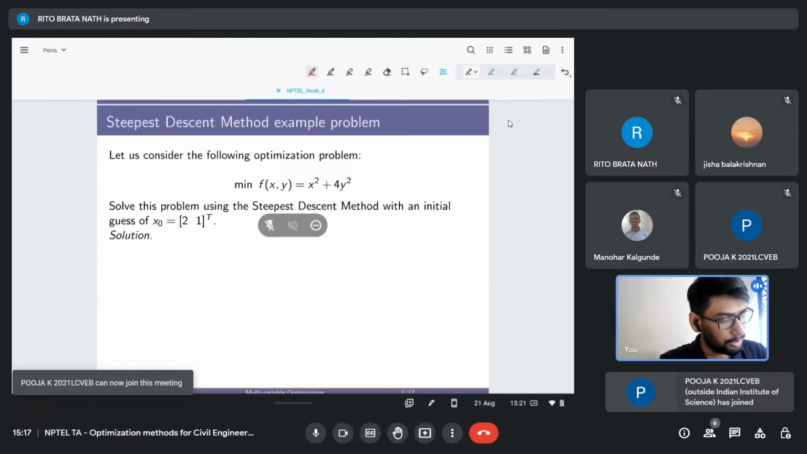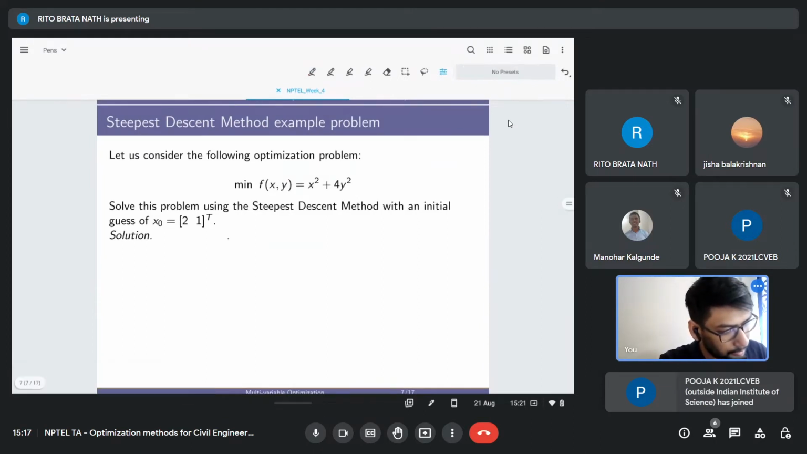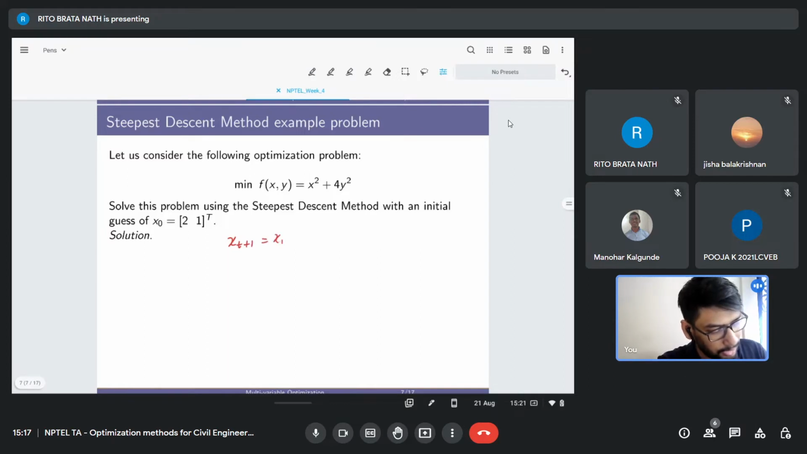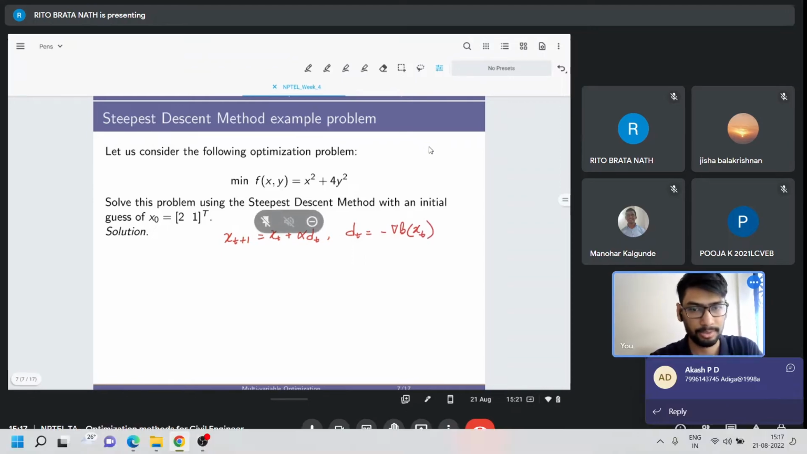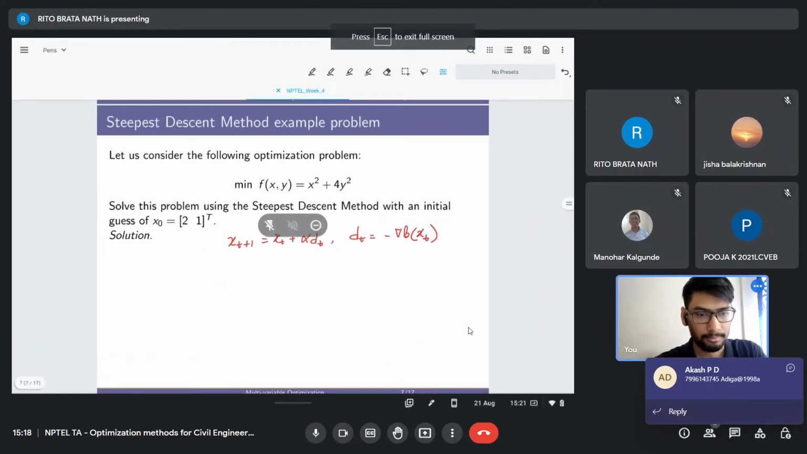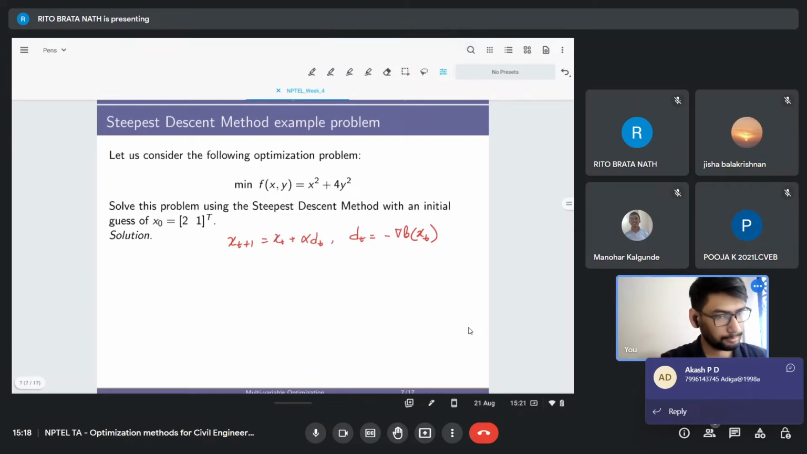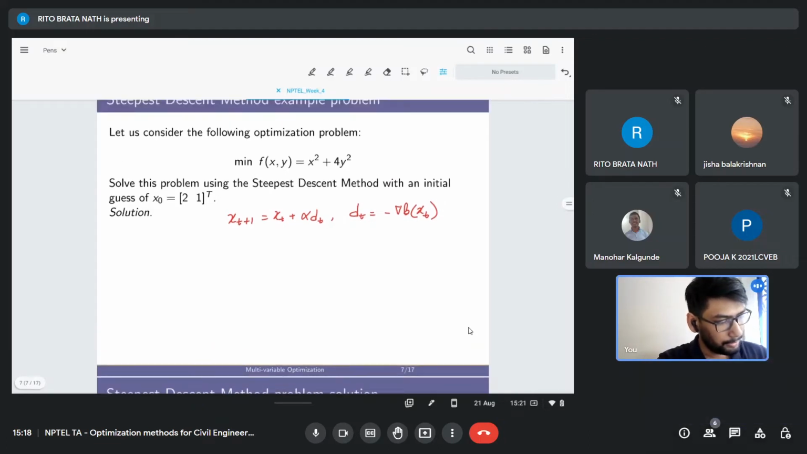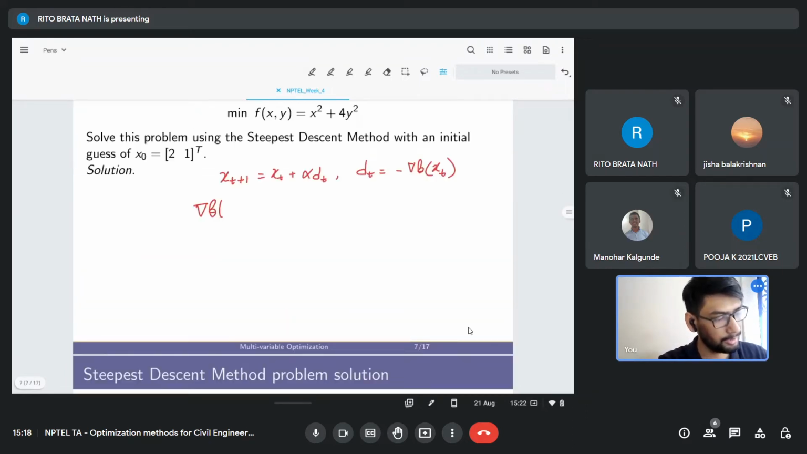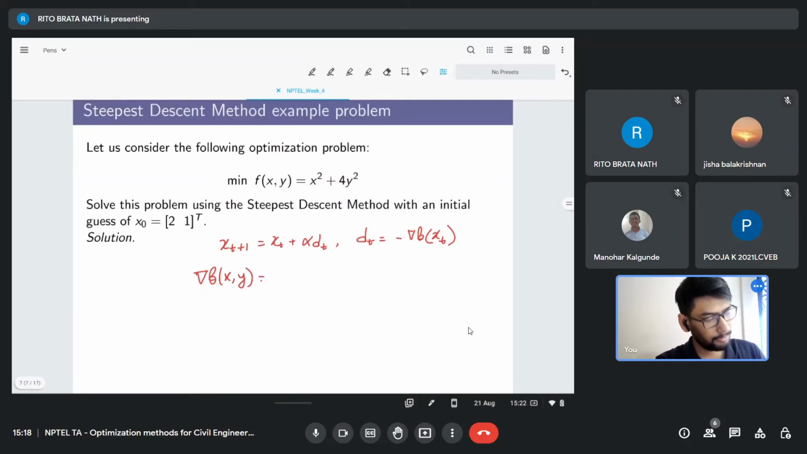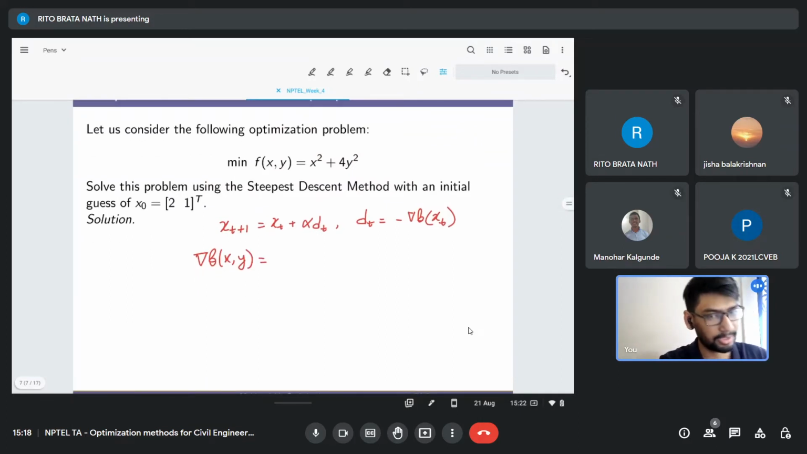Okay, so your xt plus 1 is xt plus alpha dt, and your dt is nothing but the negative of the gradient direction. So what you can do is, you have this function and you can write the expression for it. I have a lot of space. Here xt is nothing but a function of x and y, and you have to plug those values in. So this gradient expression is 2x, and this one will be 8y.